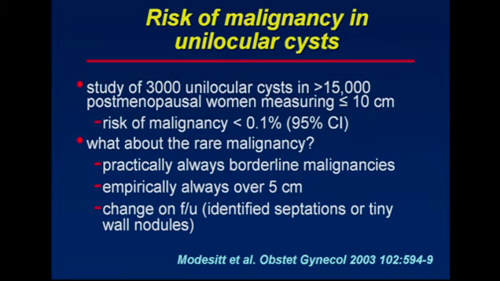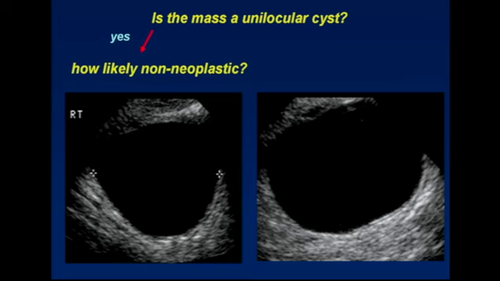But what about those rare malignancies? Well, it turns out that in this series, those rare malignancies were always borderline malignancies. They were always over 5 centimeters in size, and they always had an identified change on a follow-up sonogram, meaning that septations or tiny wall nodules associated with the cyst were identified on the follow-up study. It's not clear whether those are new or whether they were simply missed on the first study. So, if the answer to the first question is that you are in fact dealing with a simple cyst, the next thing that we want to try to assess mentally is whether this is a non-neoplastic cyst or not.